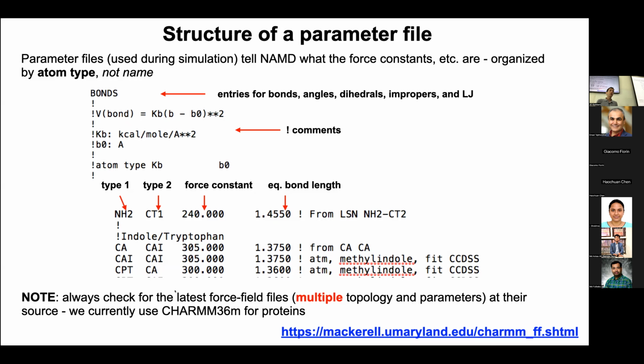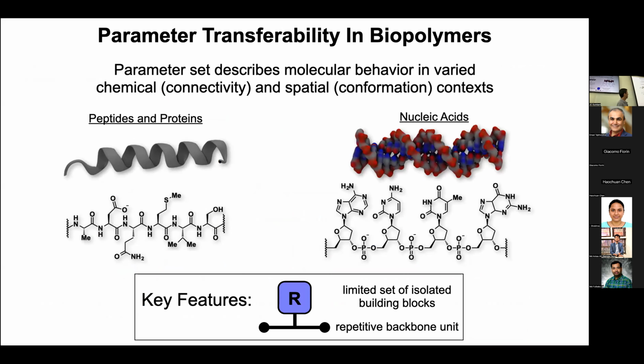Now I want to talk about what we do when we don't have parameters for a molecule of interest. Well, actually, first thing to note, one of the nice things is that the principle behind the parameterization is that they should be transferable. So that's why we don't have to reparameterize for every protein we're looking at. If you have one alanine, it's the same alanine in every protein that you're ever going to simulate. That's the principle of transferability.